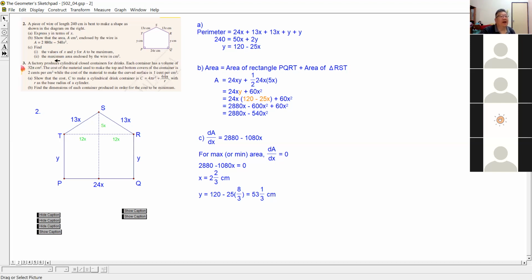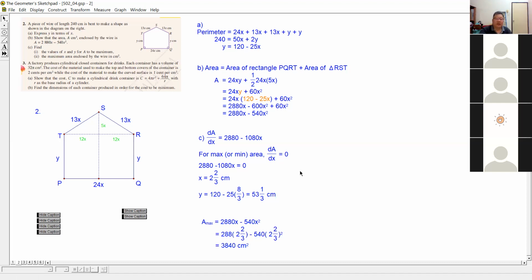Okay, last part, maximum area enclosed by the wire. Now they want to find the area. So you have to substitute back the value of x into the area. So I take the value of x here, 2 and 2/3, I substitute into the area here to find the maximum value of the area.